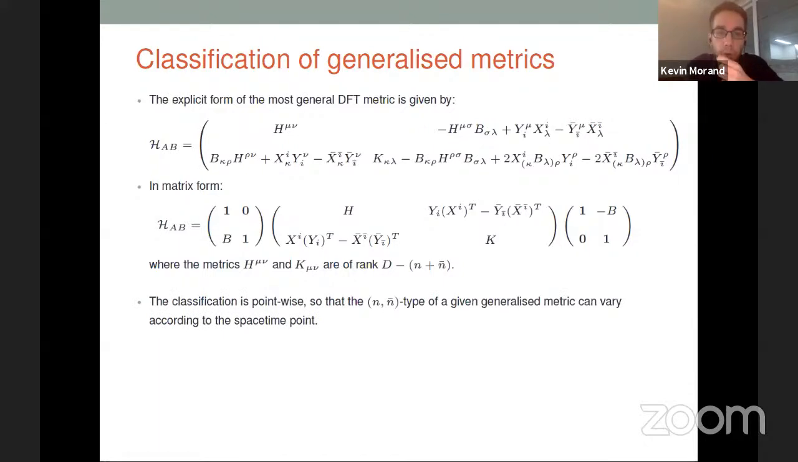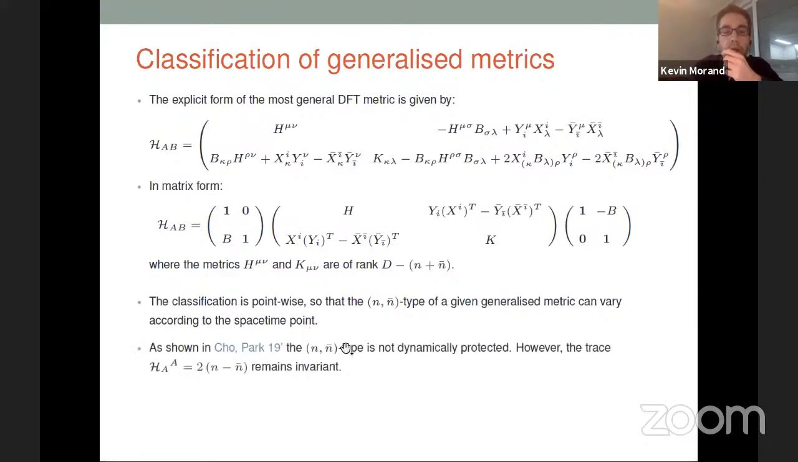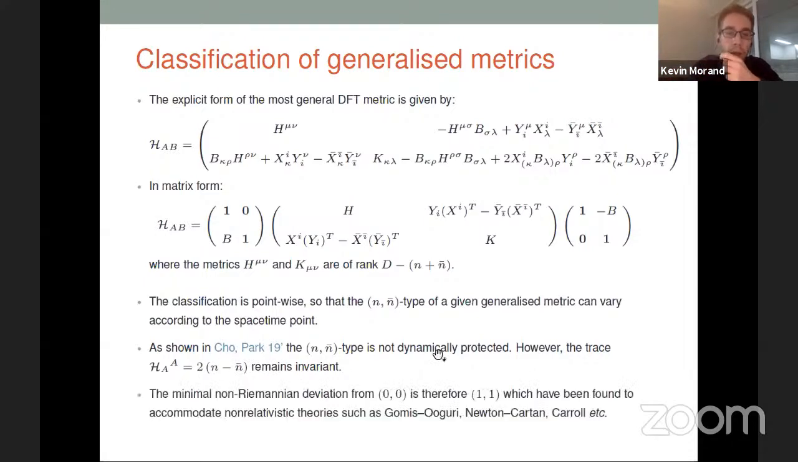Okay, so this classification is pointwise. That means that the n bar type of a given generalized metric can vary according to the space-time point. In fact, it is not dynamically protected. So a solution to the DFT equation of motion can have a different n bar type depending on the point we're considering. However, the trace should remain invariant. So this difference n minus n bar should stay fixed.